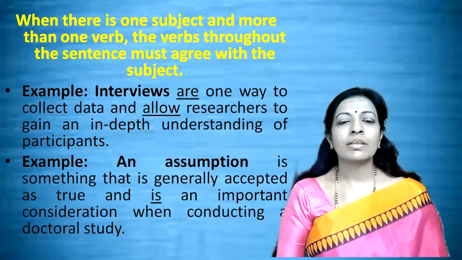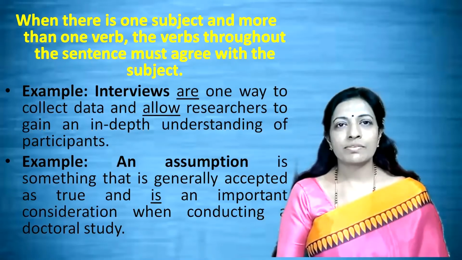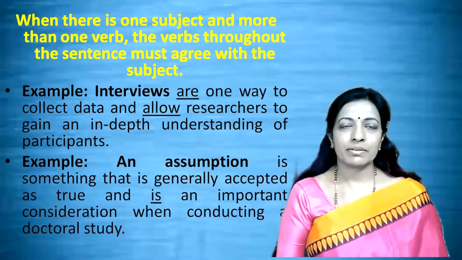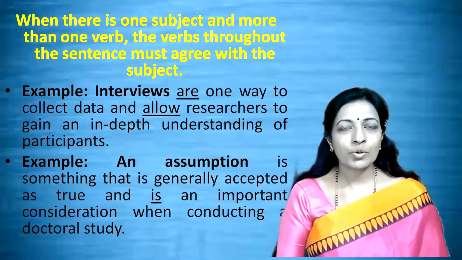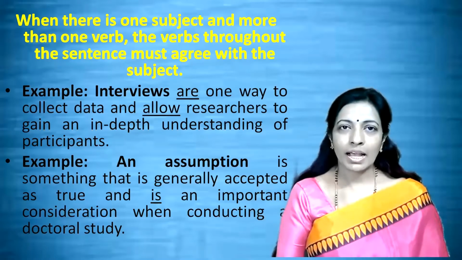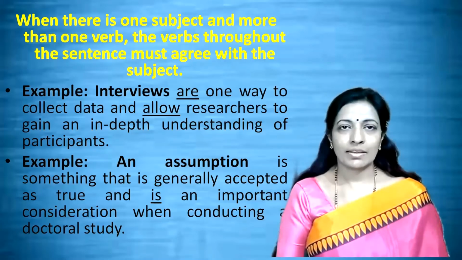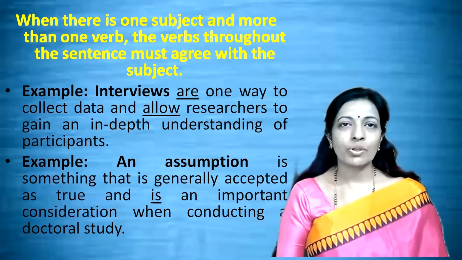For example, interviews are one way to collect data and allow researchers to gain an in-depth understanding of participants. In this sentence, there is only one subject, that is interviews, but there are two verbs, are and allow. Now, since interviews is plural, that is why the verb are is also plural and the verb allow is also the plural form and does not end with s or es.